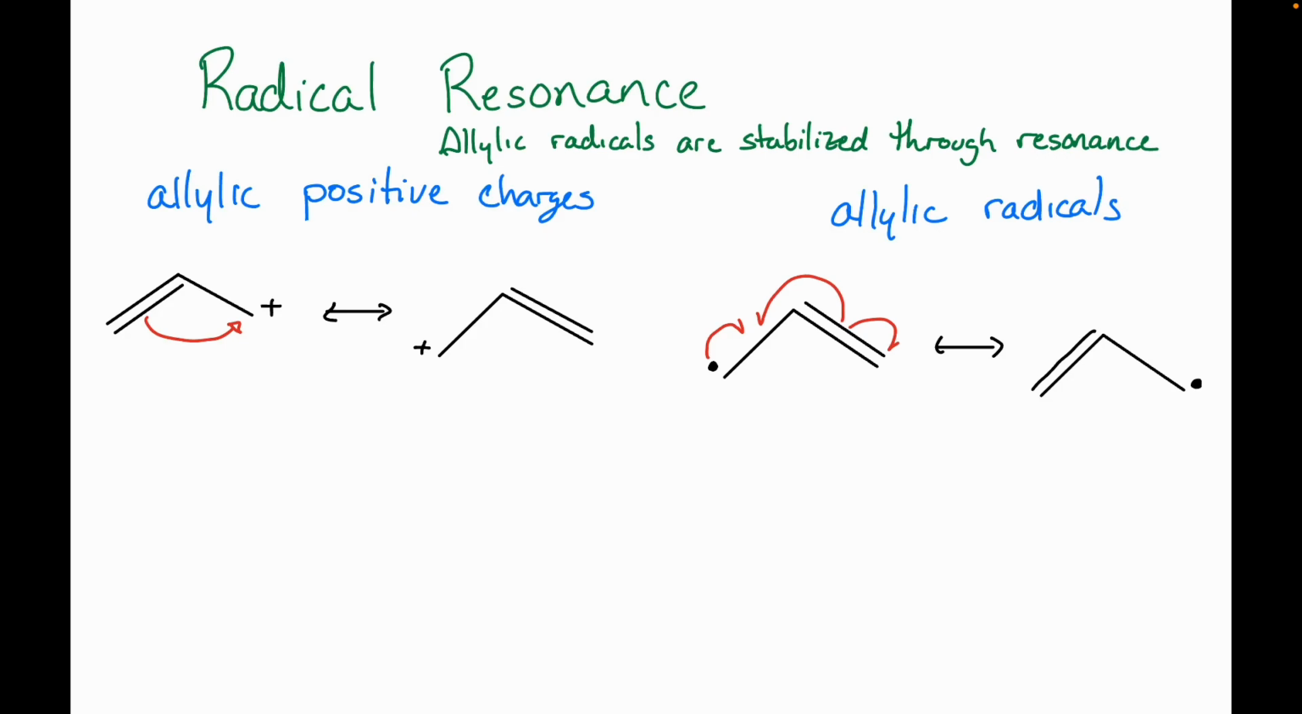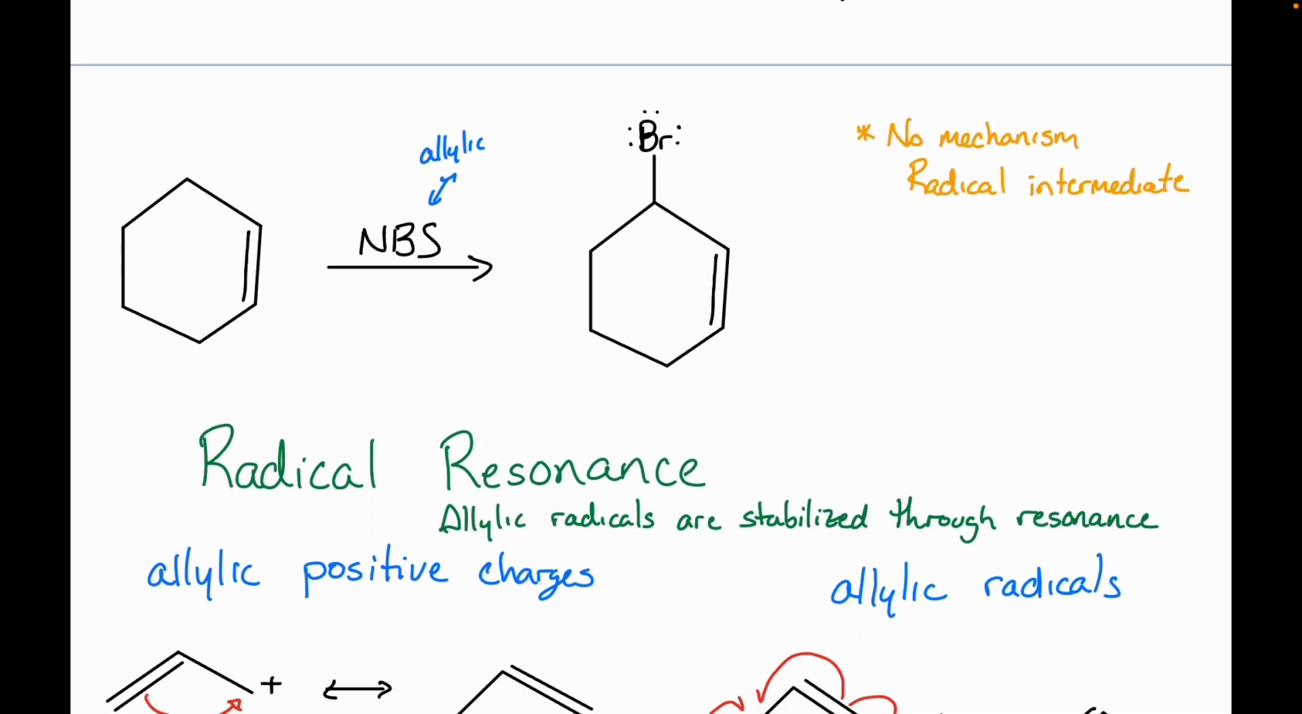We talked about how these radicals, they're really mad, they're angry. Well, they're a little less angry if they're in the allylic position here because that radical can be stabilized through resonance. Practically, from our standpoint, what this means is we need to watch out for multiple products due to resonance.